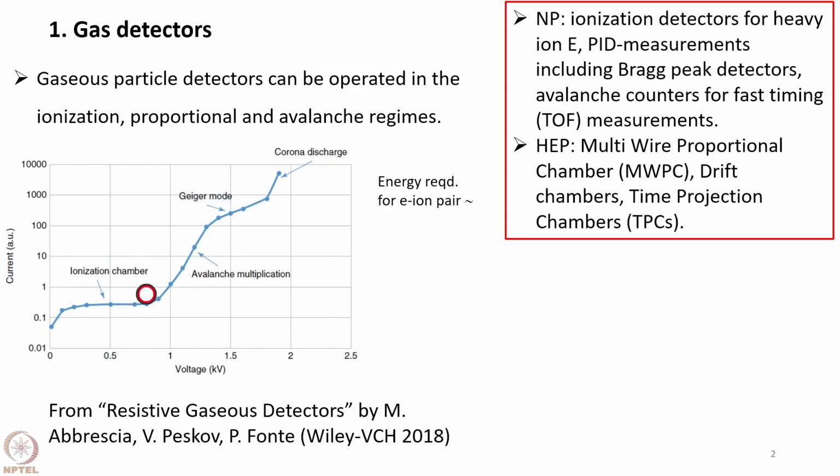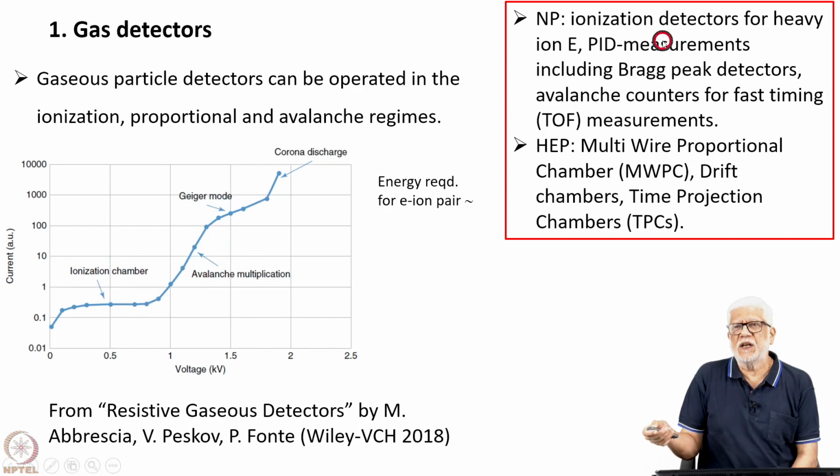In nuclear physics, you have these ionization detectors which are used for heavy ion energy measurements, and also for finding out the particle ID. You can have carbon 12, carbon 13, carbon 14, and you want to separate them out. This is typically at low energies, and this includes the so-called Bragg peak detector. We will see that in a subsequent slide. You have also avalanche counters, which are parallel plate devices, which are used for very fast timing measurements. There you make use of the time of flight technique.